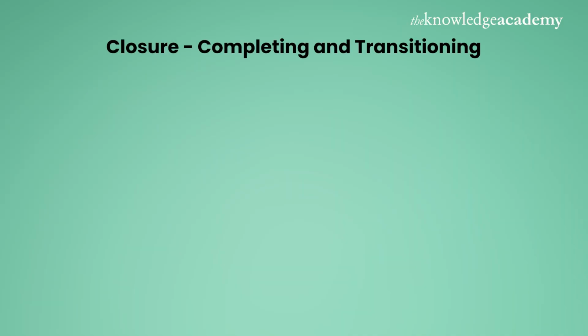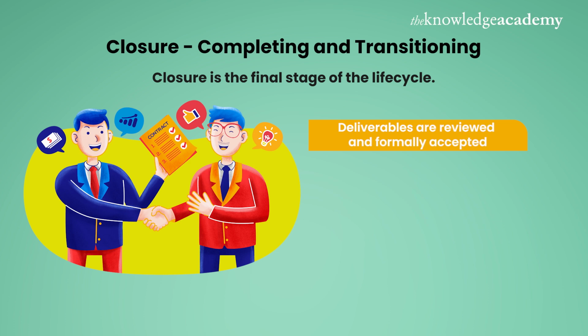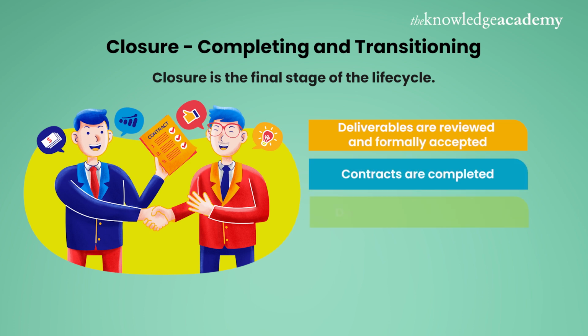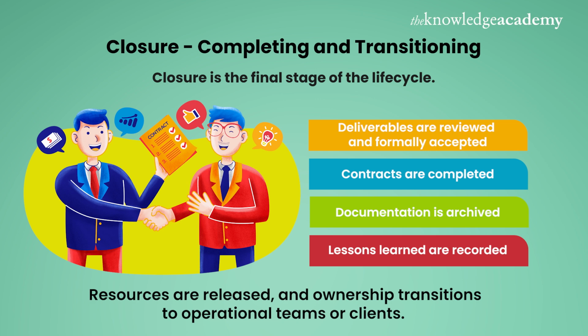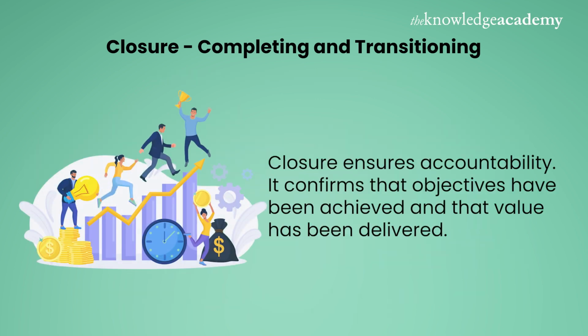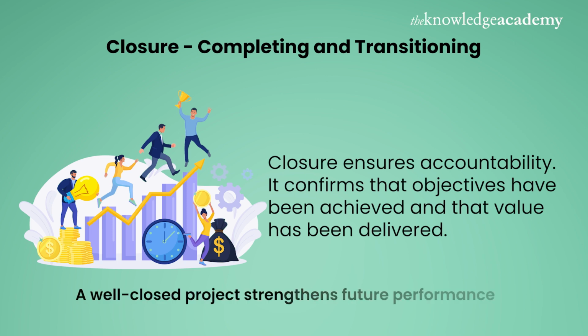Closure, completing and transitioning. Closure is the final stage of the life cycle. Deliverables are reviewed and formally accepted. Contracts are completed, documentation is archived, lessons learned are recorded, resources are released, and ownership transitions to operational teams or clients. Closure ensures accountability. It confirms that objectives have been achieved and that value has been delivered. A well-closed project strengthens future performance.